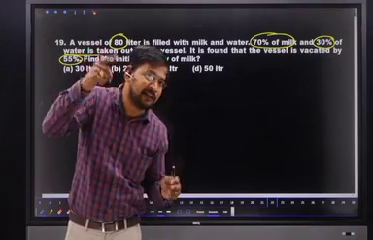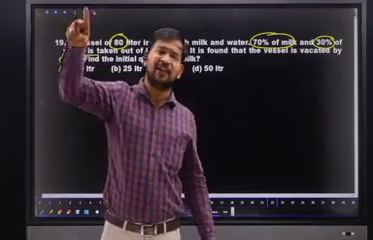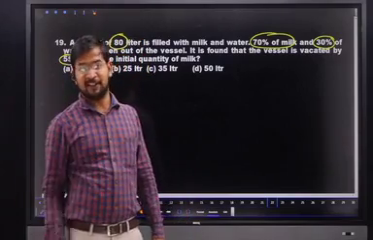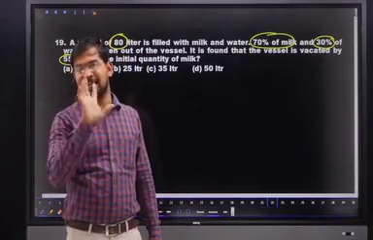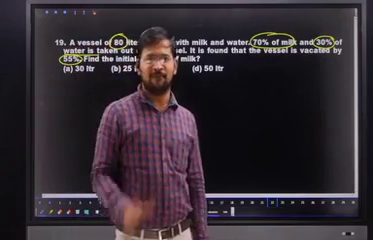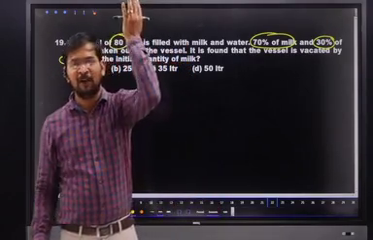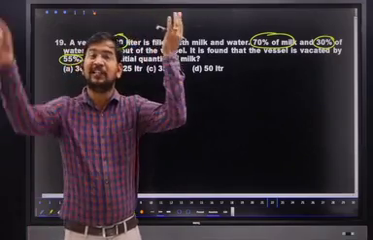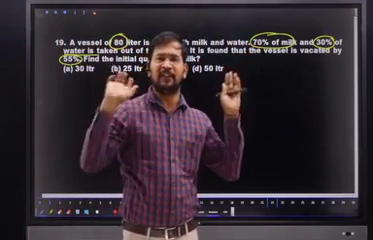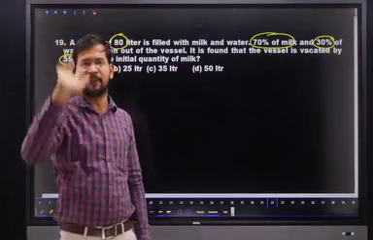70% of milk, so milk is more. Whenever you are taking more milk, the vessel is also vacated by more than half. Definitely, in the original mixture, milk is more than half. Then only it is possible. Whenever the milk percentage taken is more, the vessel is also vacated by more than 50%.